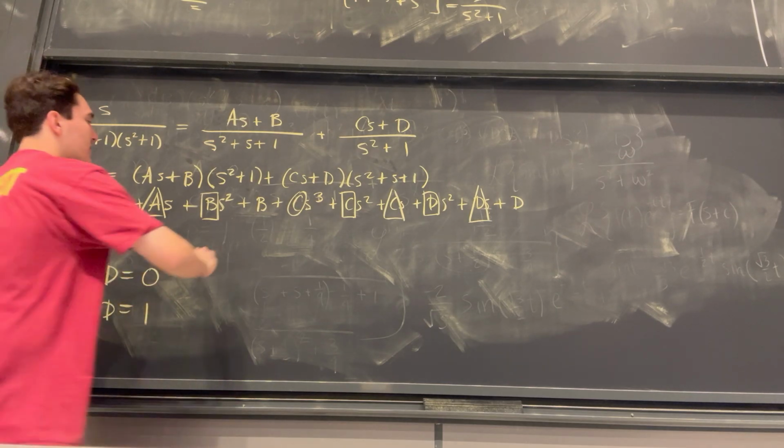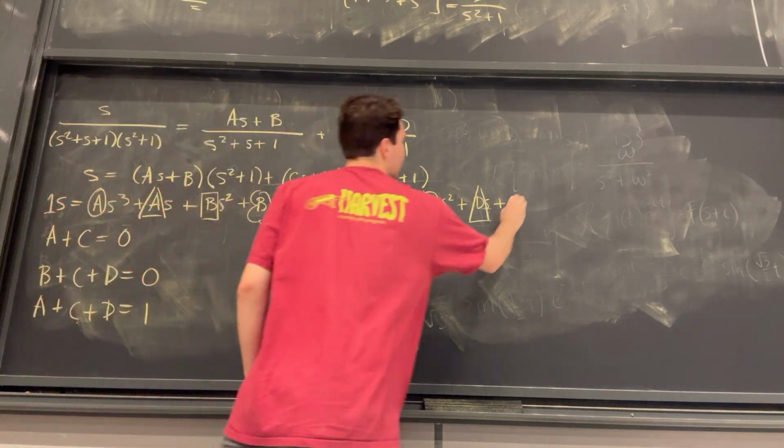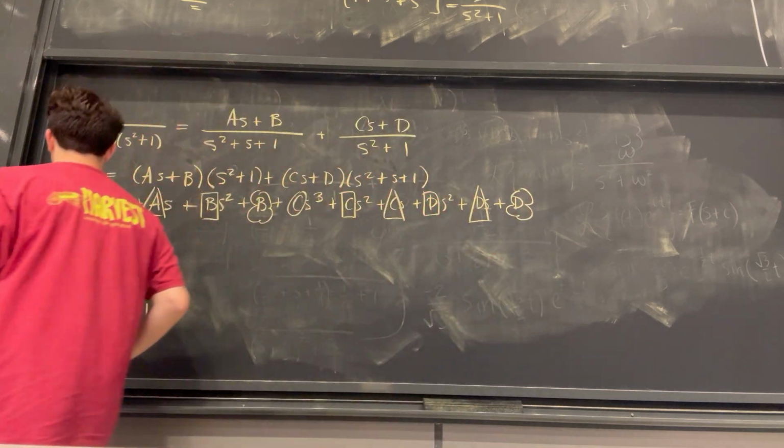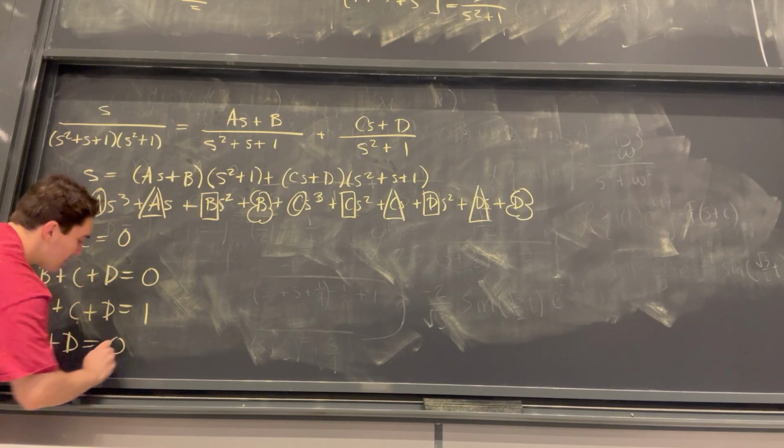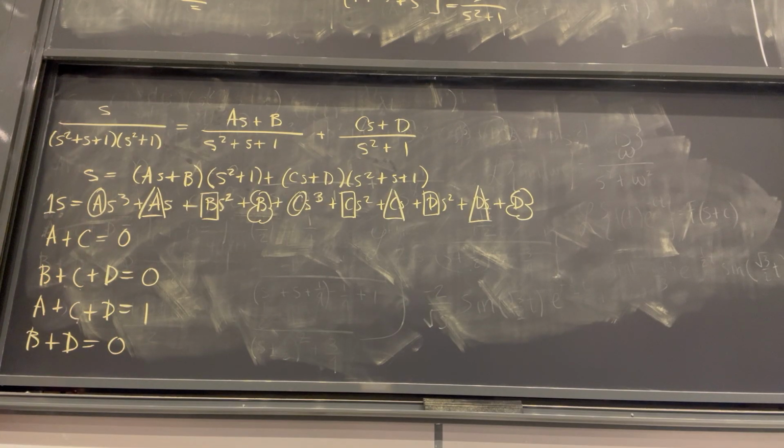And then finally, let's put a cloud around the constant terms. I see a b and I see a d, and I don't see any constants on the left-hand side. So I know that b and d also have to clear the whole equation of constants by adding up to 0. This is a really simple system of equations to solve.